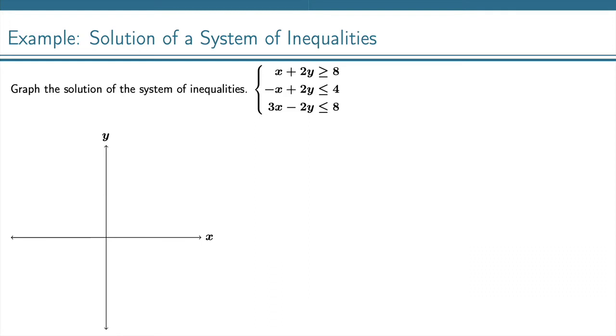Graph the solution of the system of inequalities. Each of these is linear, and so those should be pretty straightforward to graph. So we'll start with this first one that has an x-intercept of 8 and a y-intercept of 4. So we got something like this, and I'll just go back on it so that I've got the whole line there.